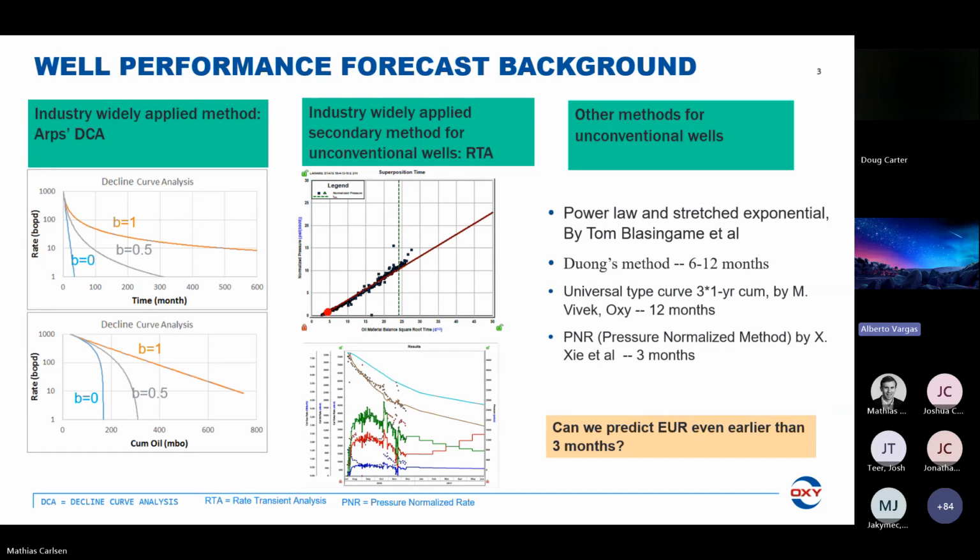Even for unconventional, I think all of the companies are still using DCA, but it's good when you have enough data. In general, we need 6 to 12 months of data, actually better 12 months, for DCA. So I have not changed it. Material looks like this, it doesn't change.